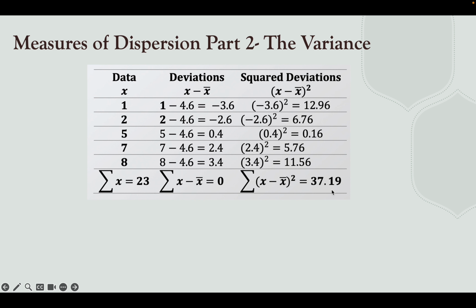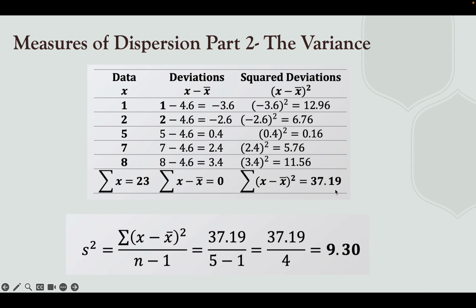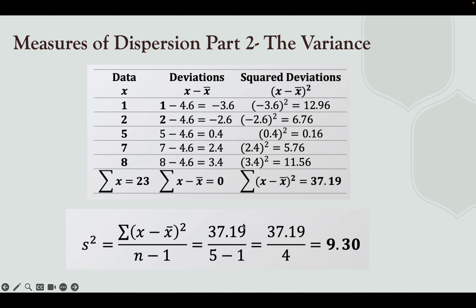We have 37.19. And in step number 4, let's substitute the sum of your squared deviations in your numerator, over n minus 1. Our n is 5, minus 1, so 5 minus 1 is 4. We have 37.19 divided by 4, we have 9.30. So thus the variance is 9.30.